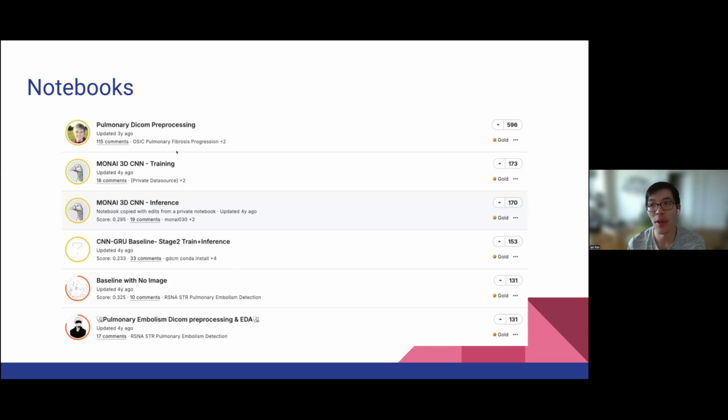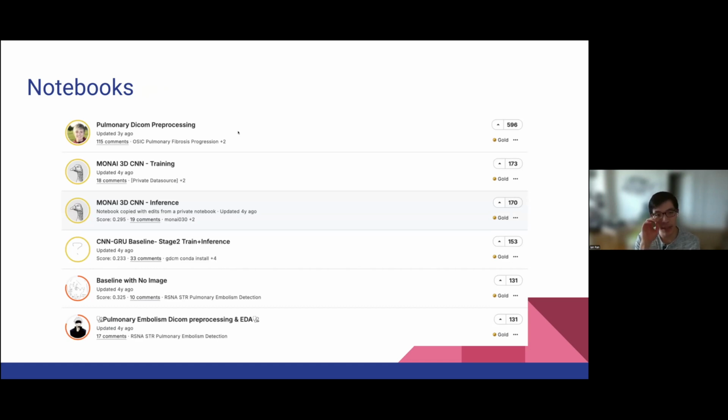There's also something called notebooks. And so notebooks are essentially an interactive way of coding. So people will post these notebooks that basically show you in code how to do things. So one of the most popular notebooks for this competition was pulmonary DICOM preprocessing.